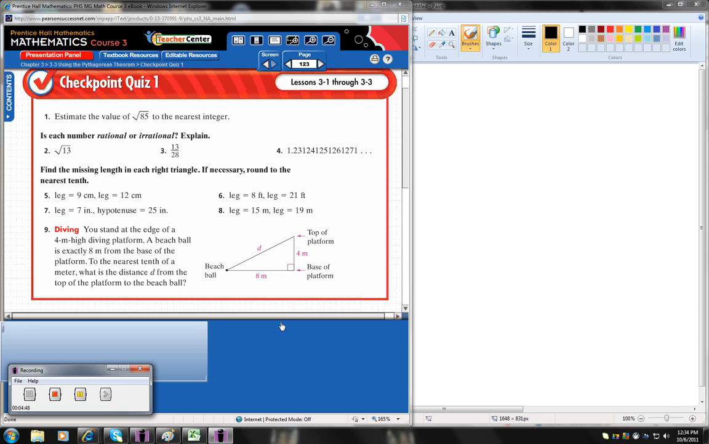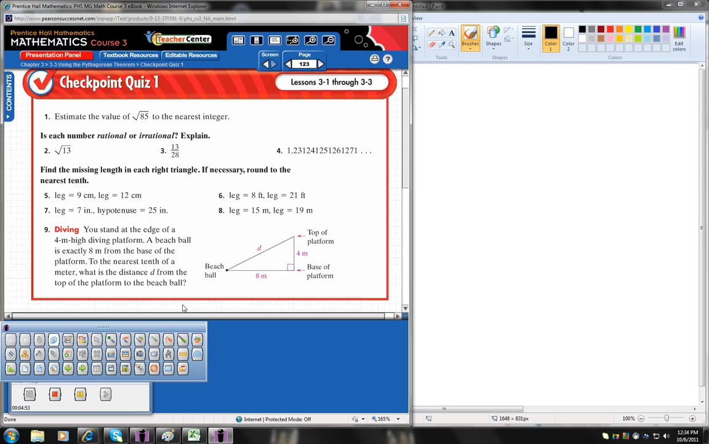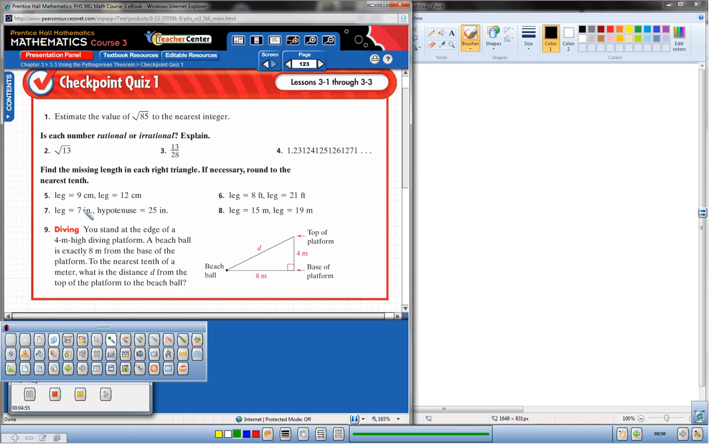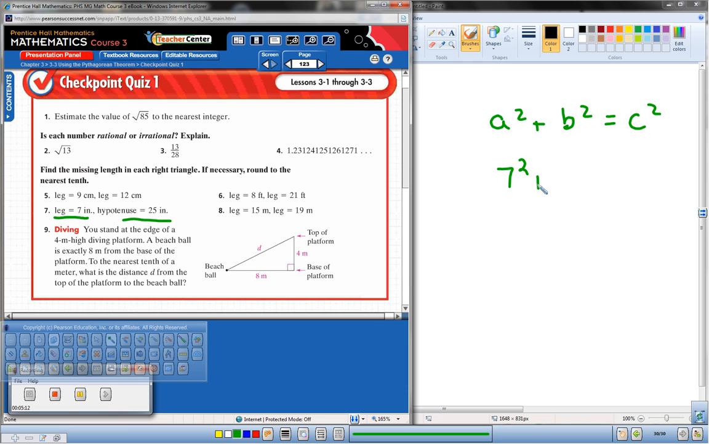Problem number 7, a little bit different situation than 1 through 6, in that problem number 7, they give us one leg and they give us the hypotenuse. So in setting up the Pythagorean theorem, which still looks the same, a squared plus b squared equals c squared, the leg 7 I'm going to put in place of the a. The hypotenuse, which is 25, I have to put in place of the c. And so what I'm looking for is the missing letter, which is b.